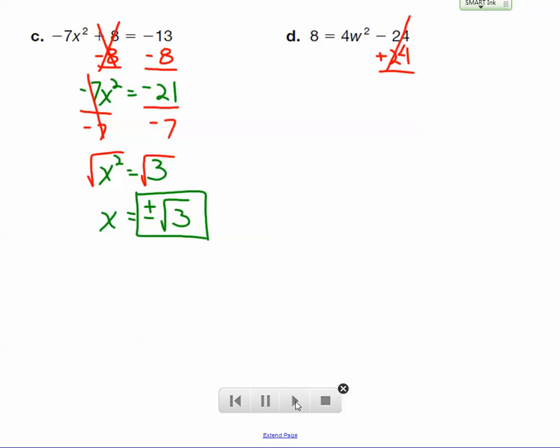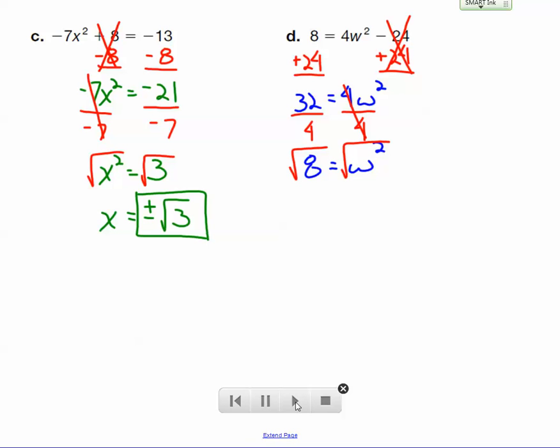On D, let's add 24 to both sides. That'll give us 32 equals 4w squared. And then let's divide both sides by 4. That'll give us 8 equals w squared. And then let's take the square root of both sides. And the square root of 8, it's an irrational number, so we'll just say plus or minus the square root of 8.